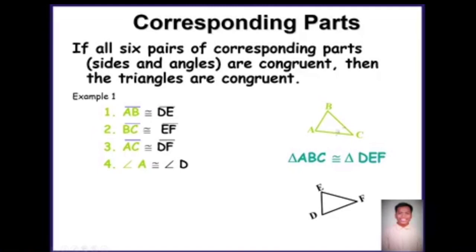The measure of angle A and the measure of angle D, the measure of angle B to the measure of angle E, the measure of angle C to the measure of angle F. If all of these parts, the sides and angles, are congruent, then these two triangles are also congruent. Alright? Okay, so therefore, triangle ABC and triangle DEF are congruent.